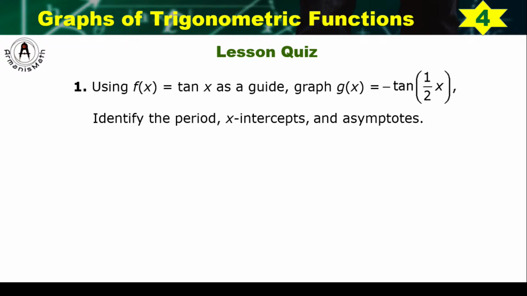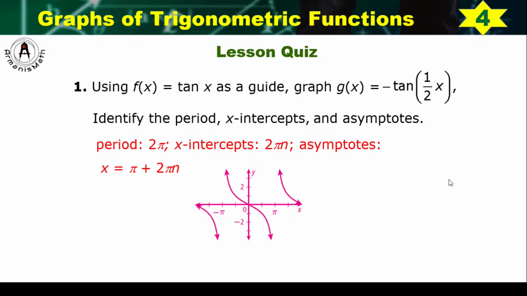So here is the quiz at the end. I'll give tangent as a guide, graph negative tan. I do give you the quiz answers. Please don't just give me the answer. Try to avoid giving me just the answer and no work, because that's not work. Just to help you, this one would look like that. And there is also another one.